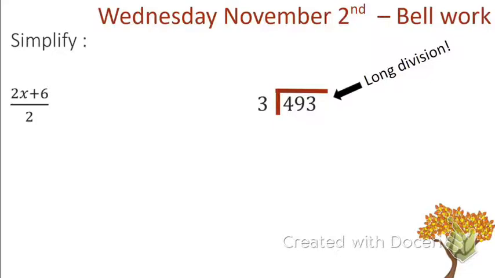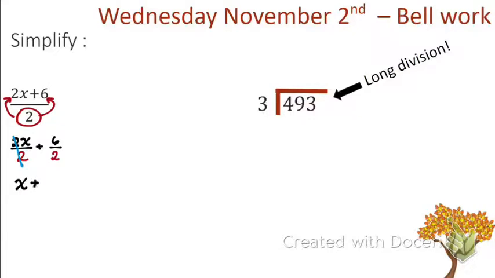So we want to take this guy on the bottom, and it's going to distribute to each of these pieces. We're using the distributive property, but with division instead of with multiplication. So 2x divided by 2 plus 6 divided by 2. What happens here when I do 2x divided by 2? I get just x.